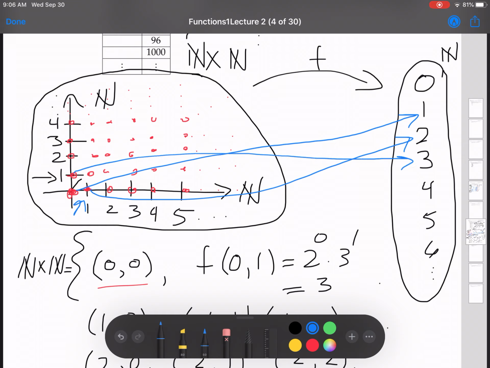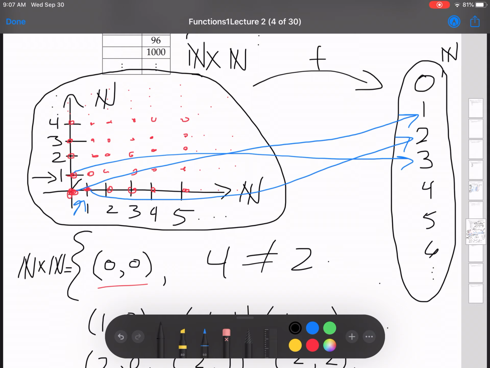How about 4? Does 4 get hit? And the answer is no, right? Because if you think about it, 4 does not equal, oh, well, yeah, 4 does get hit, huh? That's right. Okay, my bad. I'm sorry. 4 does get hit. I don't know what I was thinking.